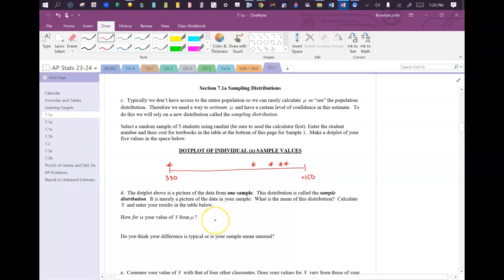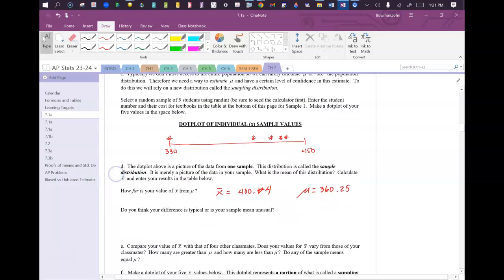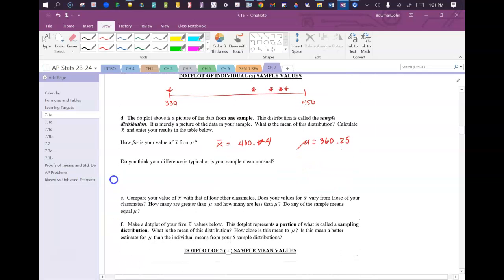If I were to calculate the sample mean, that sample mean would be considered X bar, and it turned out to be about 400.4. Compare that to the population mean of 360.25, you might say that those are kind of far apart, about a difference of 40. Do I think this difference is typical, or is my sample mean unusual? That's a tough question to answer until we look at more sample mean values, so we're going to hold off on that.